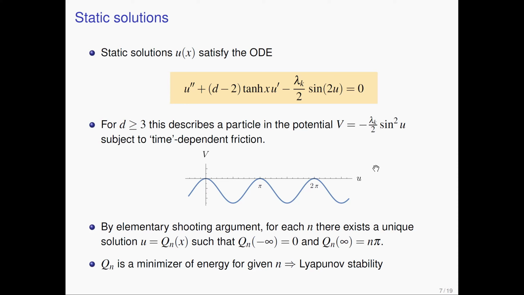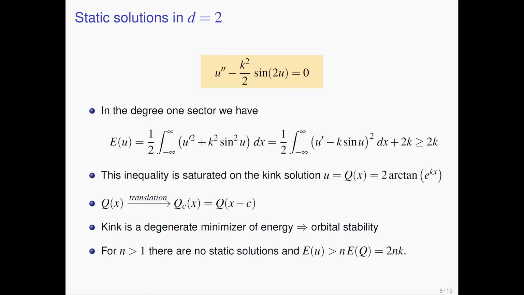And it's easy to see that these solutions, which are usually called kinks, are minimizers of energy for a given degree. And since they are minimizers of energy for a given degree, this implies they are stable in the Lyapunov sense. So it means if you perturb them, then the perturbation remains small for all times. So this is what happens in dimension 3 and higher.